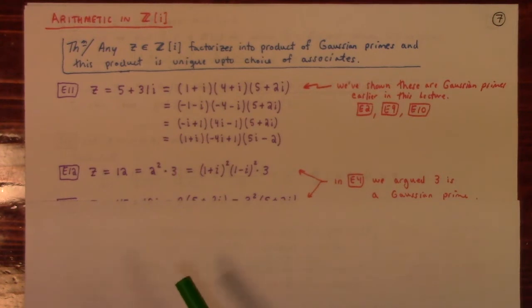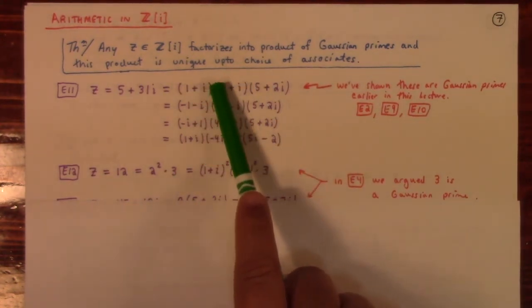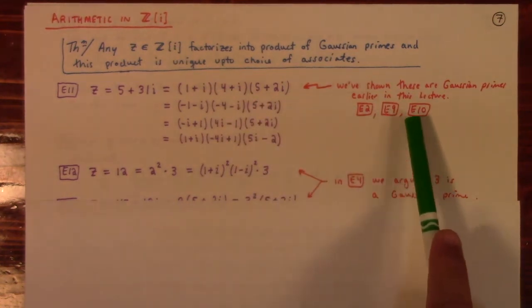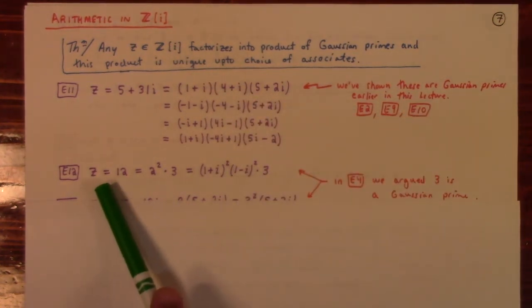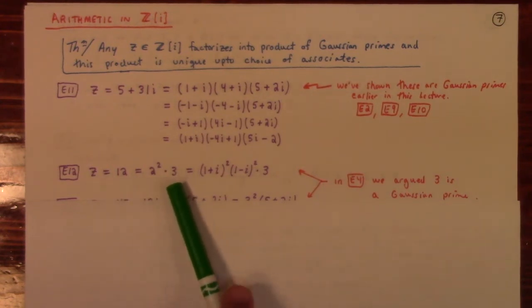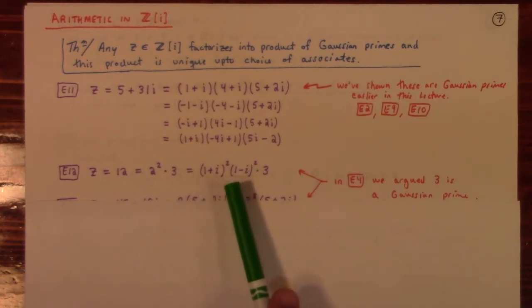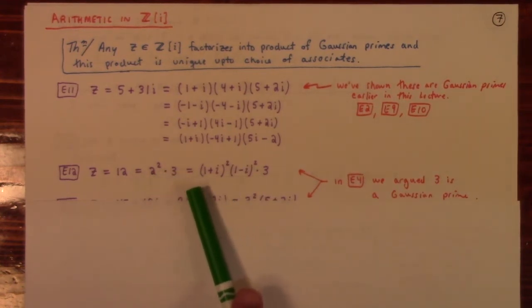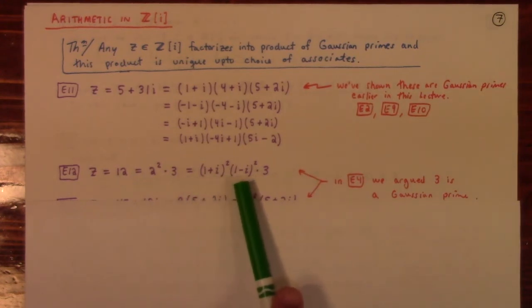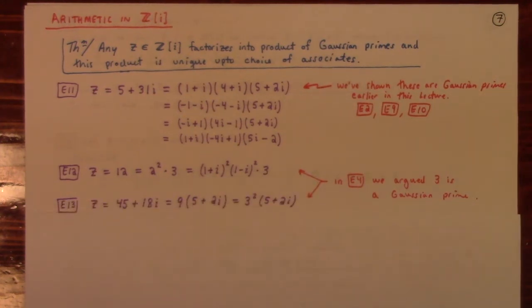Anyway, all right, example 12. By the way, these are Gaussian primes. I know that from when we did those earlier in examples 2, 9, and 10. How does 12 factor over the Gaussian integers? Well, 12 is 4 times 3, which is 2 squared times 3. But 2 is not a Gaussian prime, but it does factor into a product of Gaussian primes, 1 plus i times 1 minus i. Square both of those, because I got 2 squared, I get 1 plus i squared, 1 minus i squared times 3. So there's the Gaussian factorization into primes.